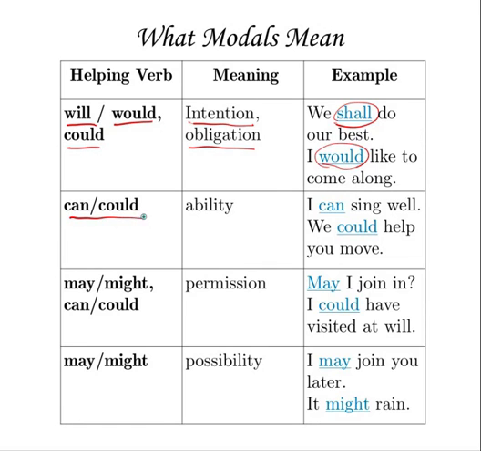Now, if you see can or could, you're talking about ability, the actual capability to do something. I can sing well. I have the capacity to sing. We could help you move. We are capable of helping you move.